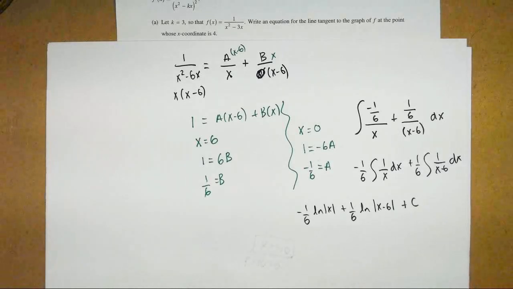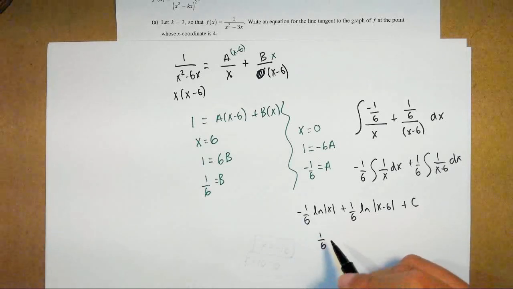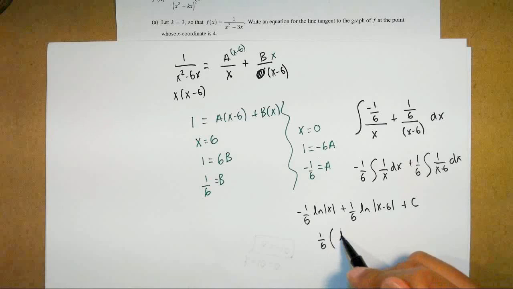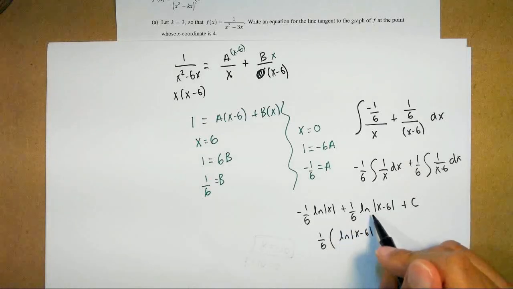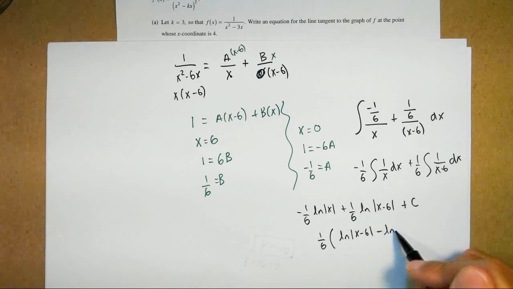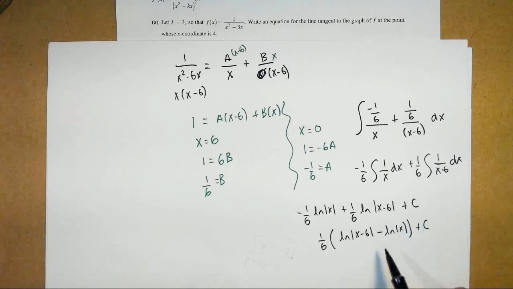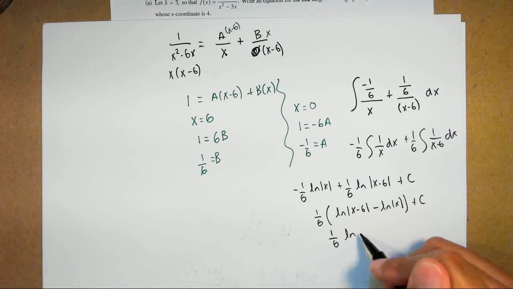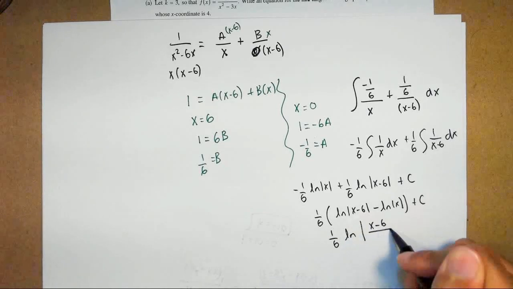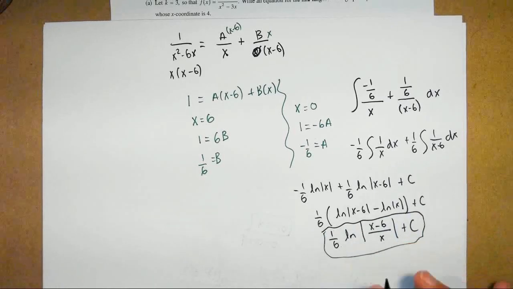Just like we did in class, think about this. Take out the 1/6, and the fact that this is minus, I'm going to rearrange this. So I took out the 1/6 and I rearranged this, since it's positive, put it first, minus ln absolute value of x plus c. Because it's a minus sign, what do we do? If it's ln's, divide. So it's going to become 1/6 ln absolute value of x minus 6 over x plus c. And that is how you integrate using partial fractions.